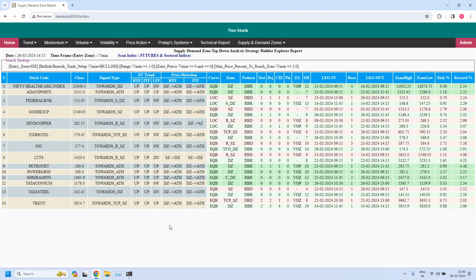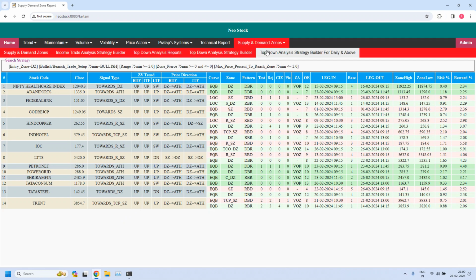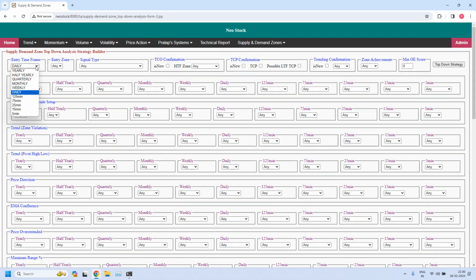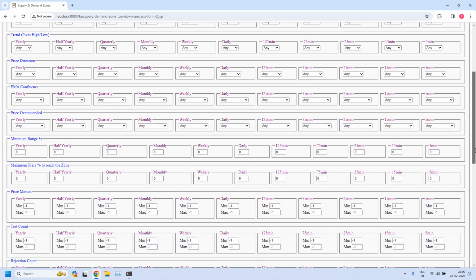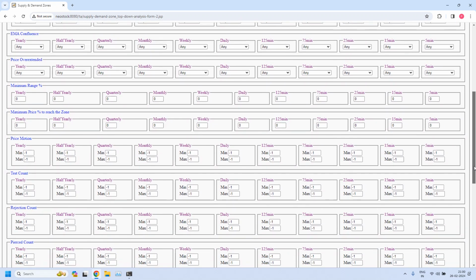Now what we will do, let us generate a bearish trade setup for weekly income trade. Weekly income trade, LTF time frame is 75 minutes. Our entry zone should be supply zone, bearish trade setup. In bullish or bearish trade setup parameter at 75 minutes time frame, I am selecting bearish. The only parameter I will set here is pierced zones. I don't want pierced zones. Let us set pierced count.